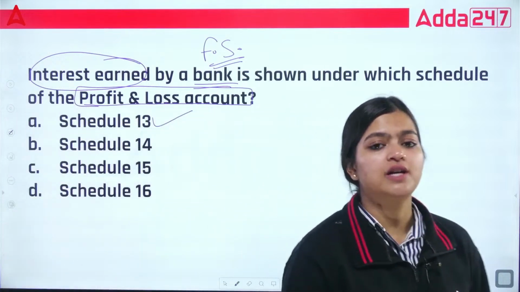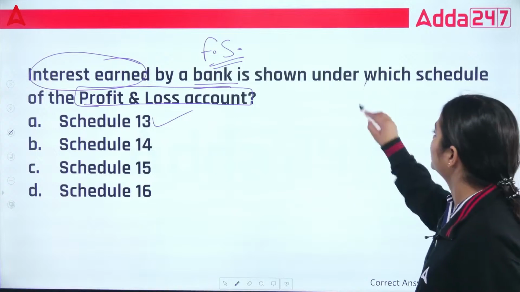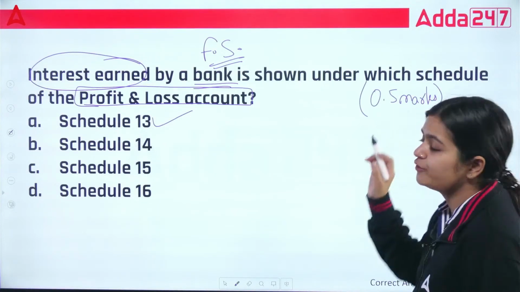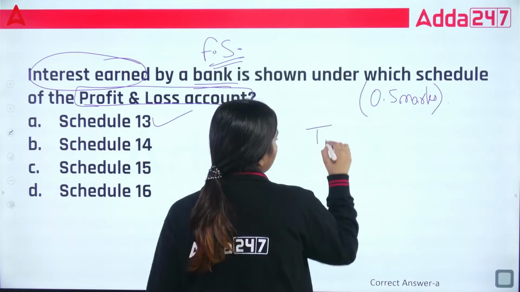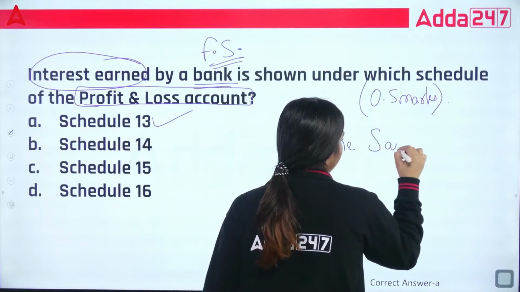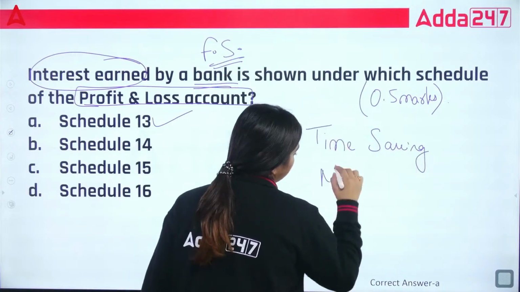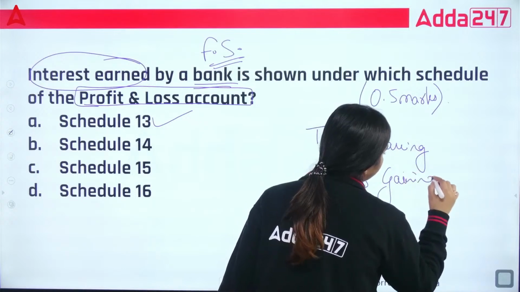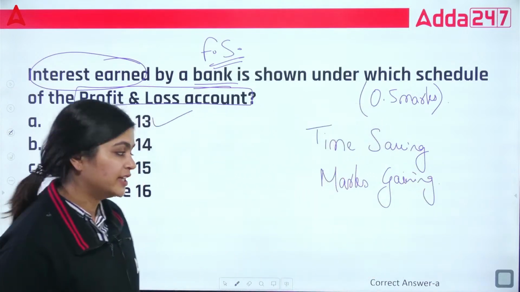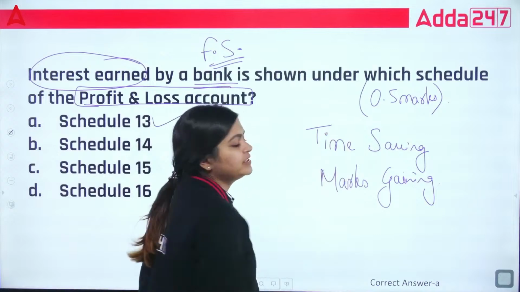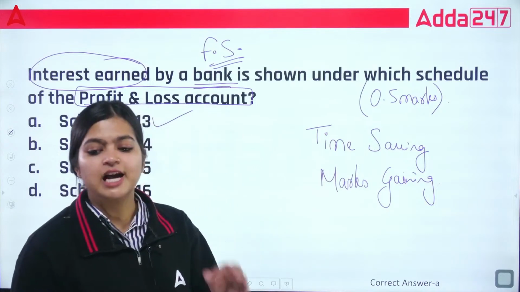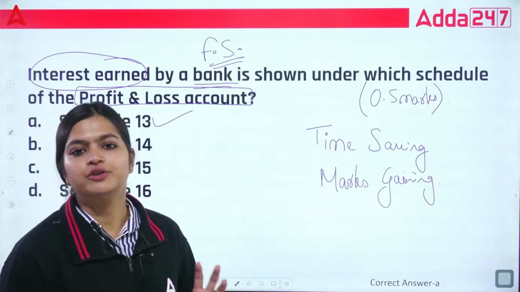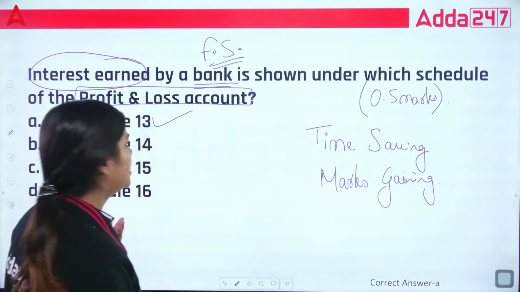These types of questions are direct questions, and in exams they are going to ask you for 0.5 marks. So these types of questions are your time saving and marks gaining questions. Remember this thing. Okay, so if you want to clear your JAIIB in your first attempt, then these types of questions can help you clear it in your first attempt. Remember. So these are direct questions.